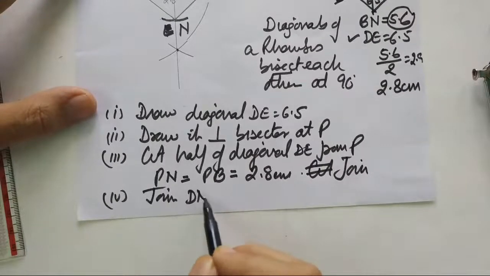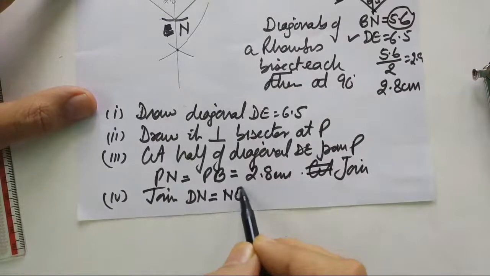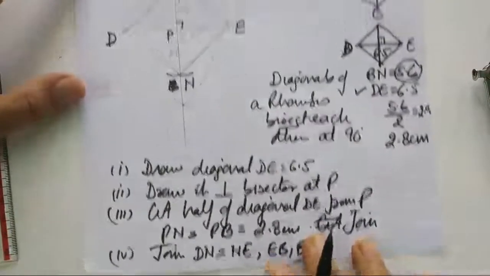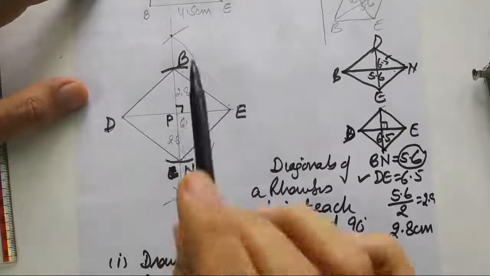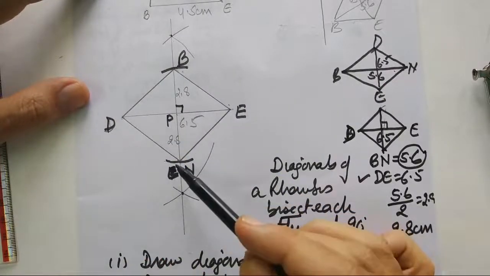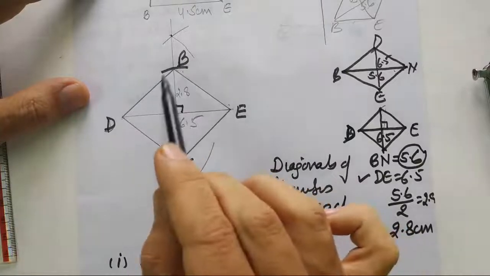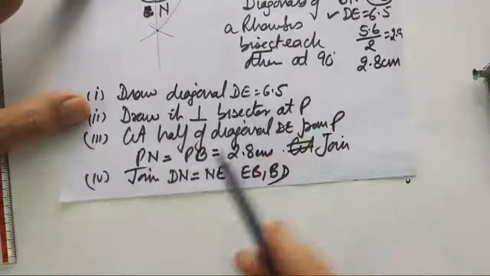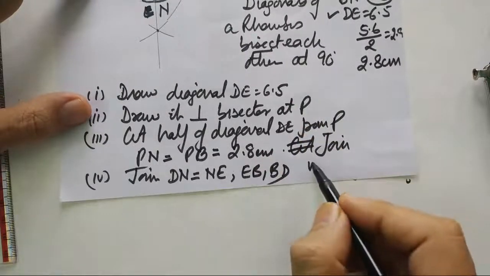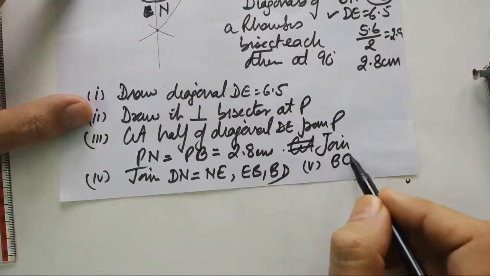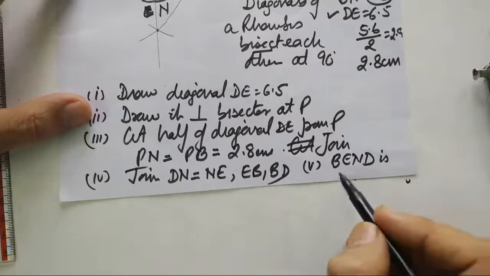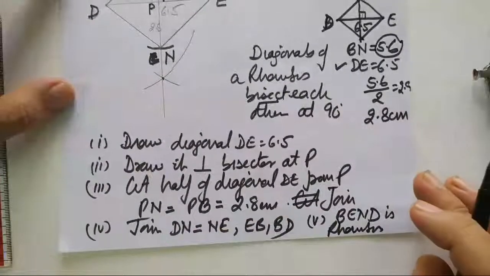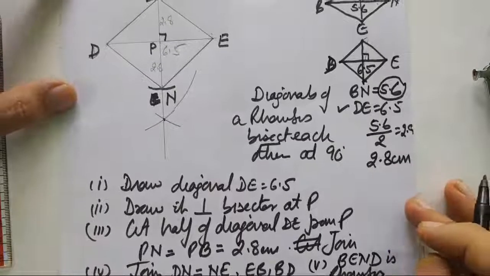Join DN, NE, EB and BD. After we made the points, this point and this point, we have joined DN, NE, EB and BD. After we have joined this, the figure is made. So in the fifth step, you can write BEND is rhombus. So this is the construction. Hope you have followed the steps.